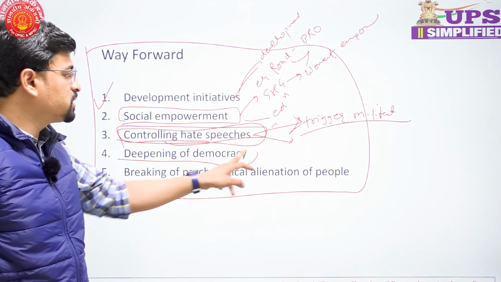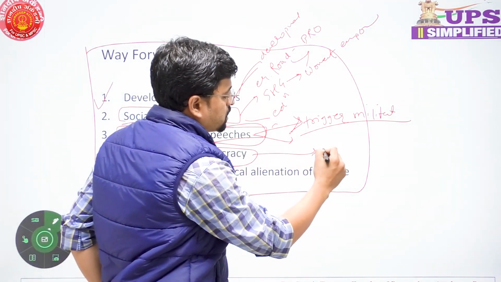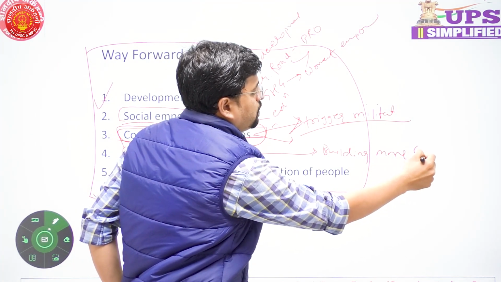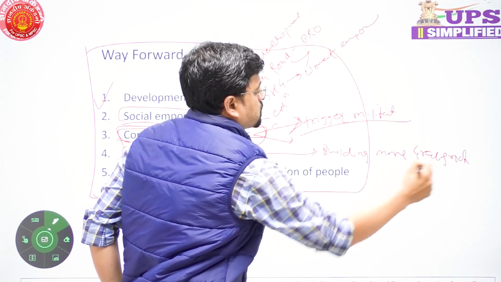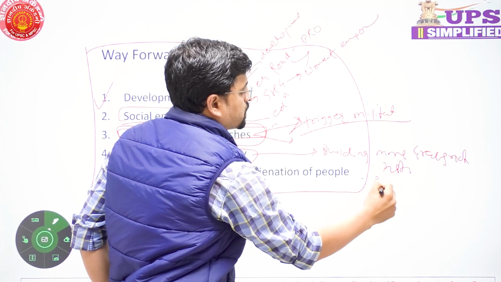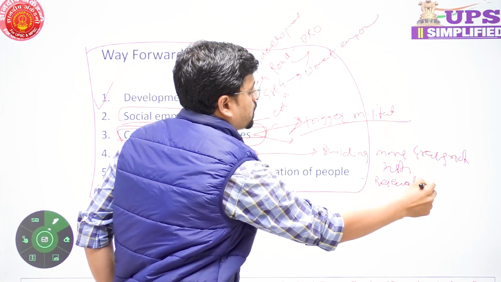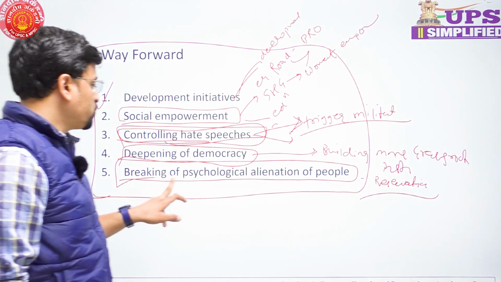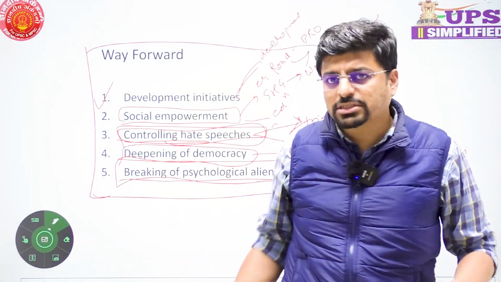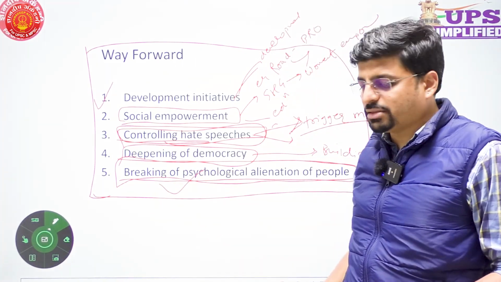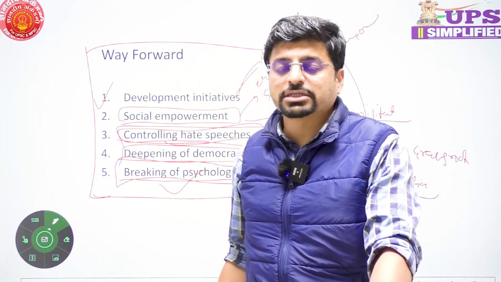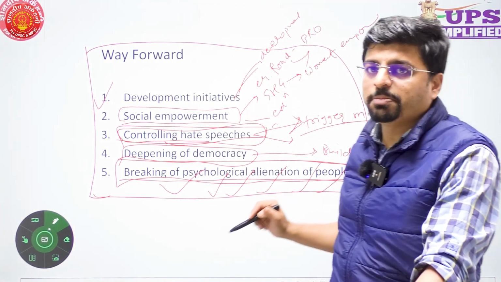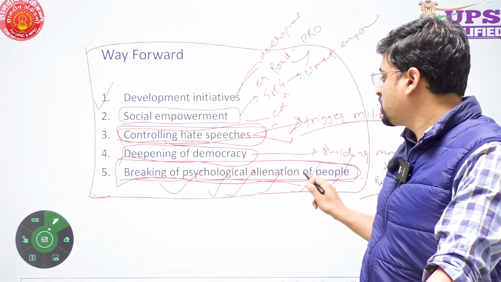Fourthly, deepening of democracy. How can we deepen democracy? By building more grassroots level institutions and providing reservation to women or local people in elections. And lastly, breaking the psychological alienation of people. As we know, people living in such areas are psychologically alienated. For example, if we consider the people of Jammu and Kashmir, they are psychologically alienated from the mainland people. So we have to break that psychological alienation.